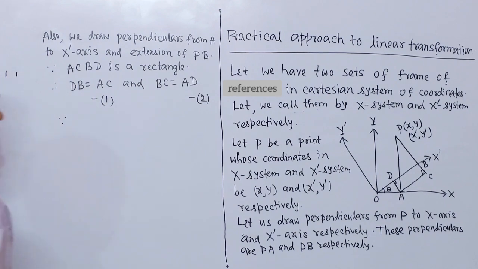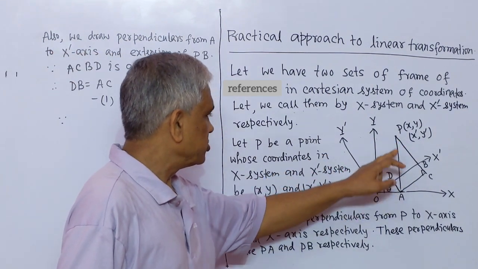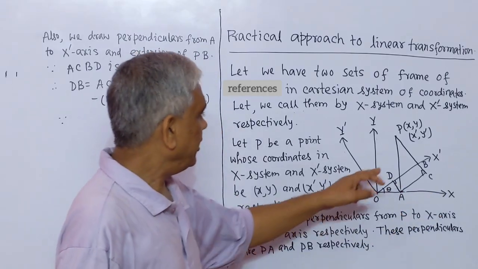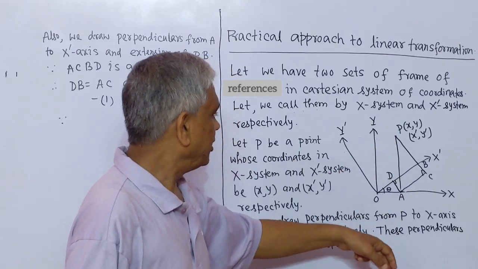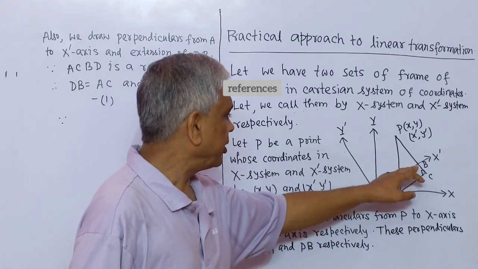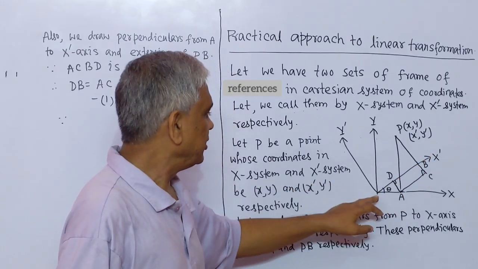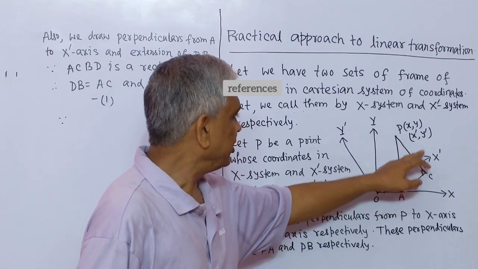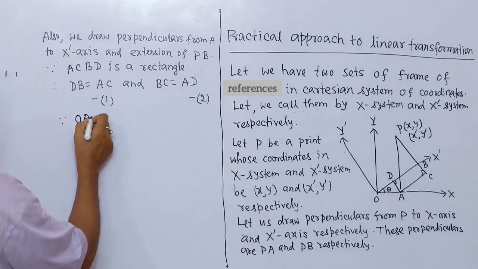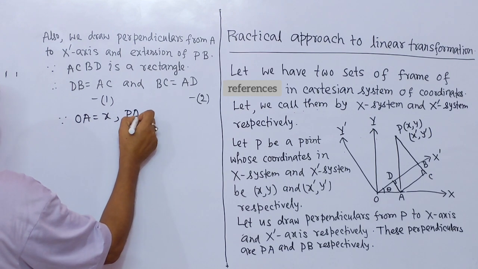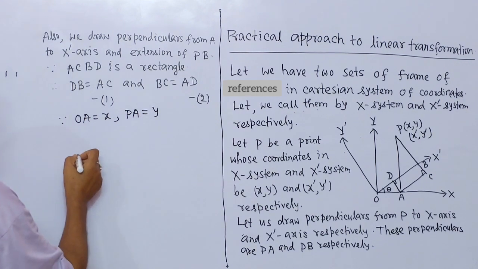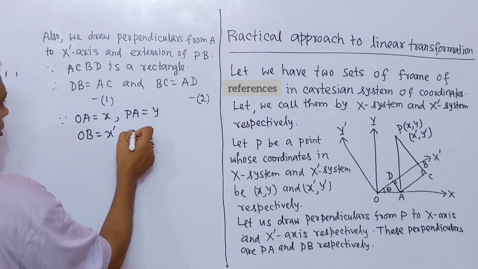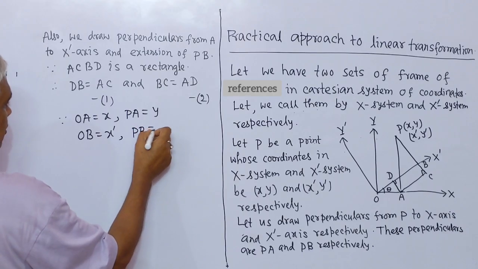Since PA is perpendicular on the X axis, therefore OA equals x and PA equals y. Also, PB is the perpendicular on the X prime axis, therefore OB equals x prime and PB is y prime.